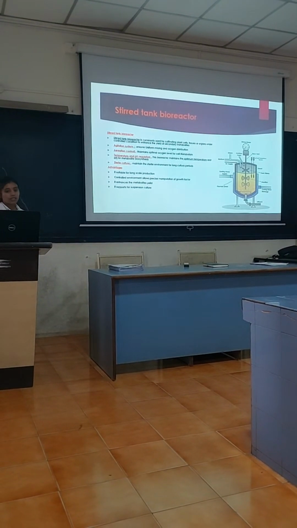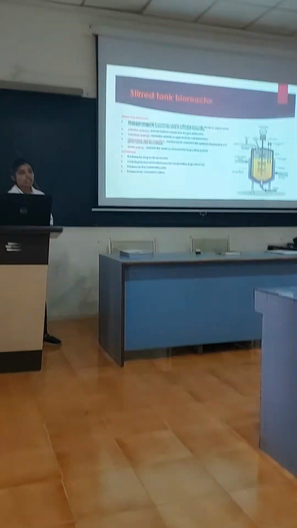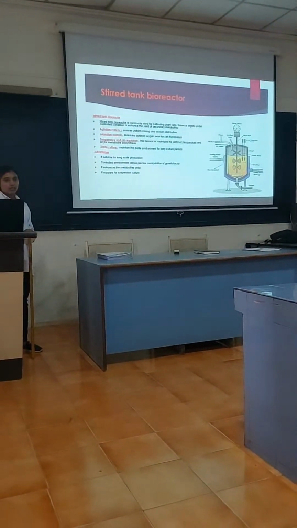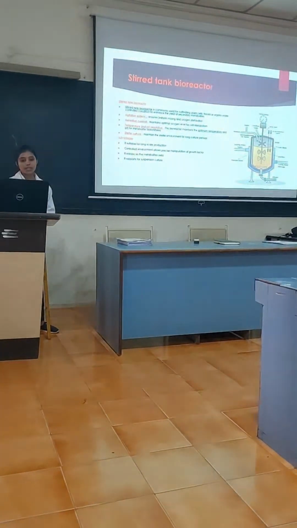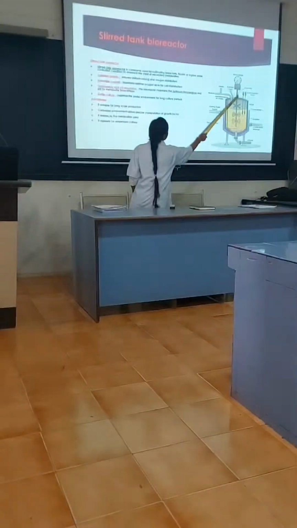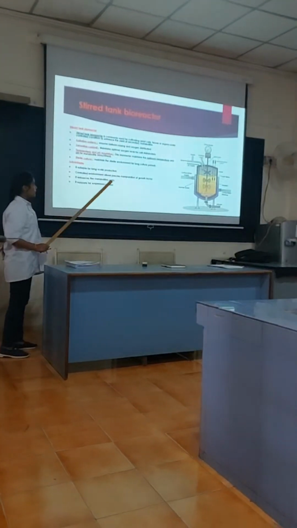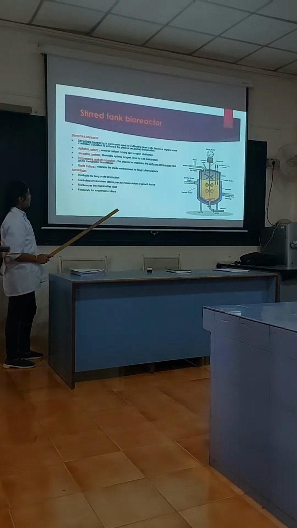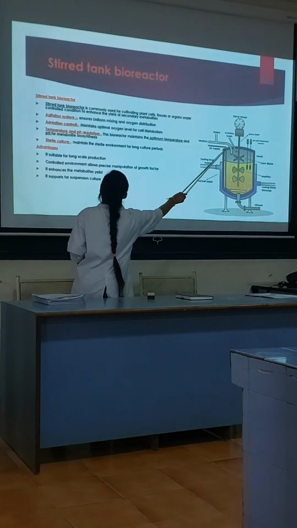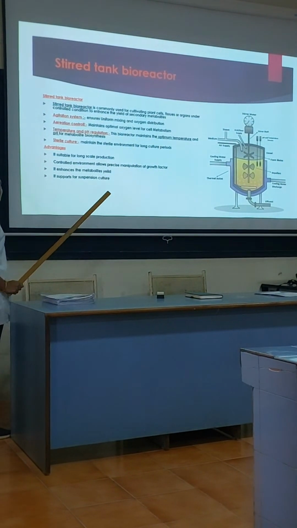First one is the stirred tank bioreactor. Stirred tank bioreactor is commonly used for cultivating plant tissues or organs under controlled conditions to enhance the production of secondary metabolites. And this is the agitation system. This agitation system ensures uniform mixing and oxygen distribution. This is aeration control. It maintains the optimal oxygen level for cell metabolism.